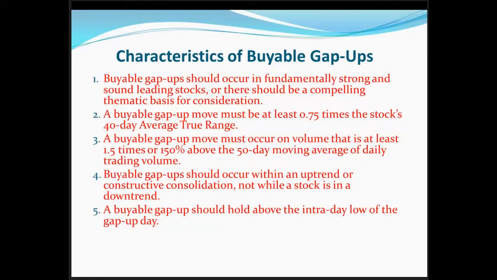Okay, number 4, buyable gap ups should occur within an uptrend or a constructive consolidation. So when you see them coming out of a base, a proper base, that's usually the most optimal sort of setup. You can also see them occurring out of, say, shallow uptrends, but you never want to be buying buyable gap ups while the stock is in a discernible downtrend.